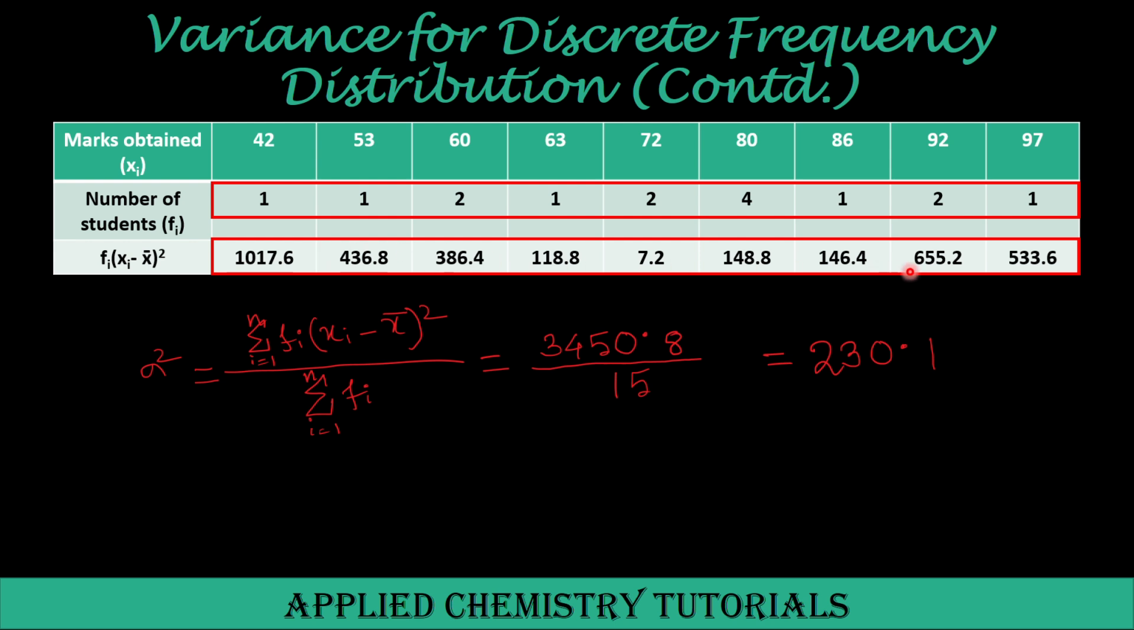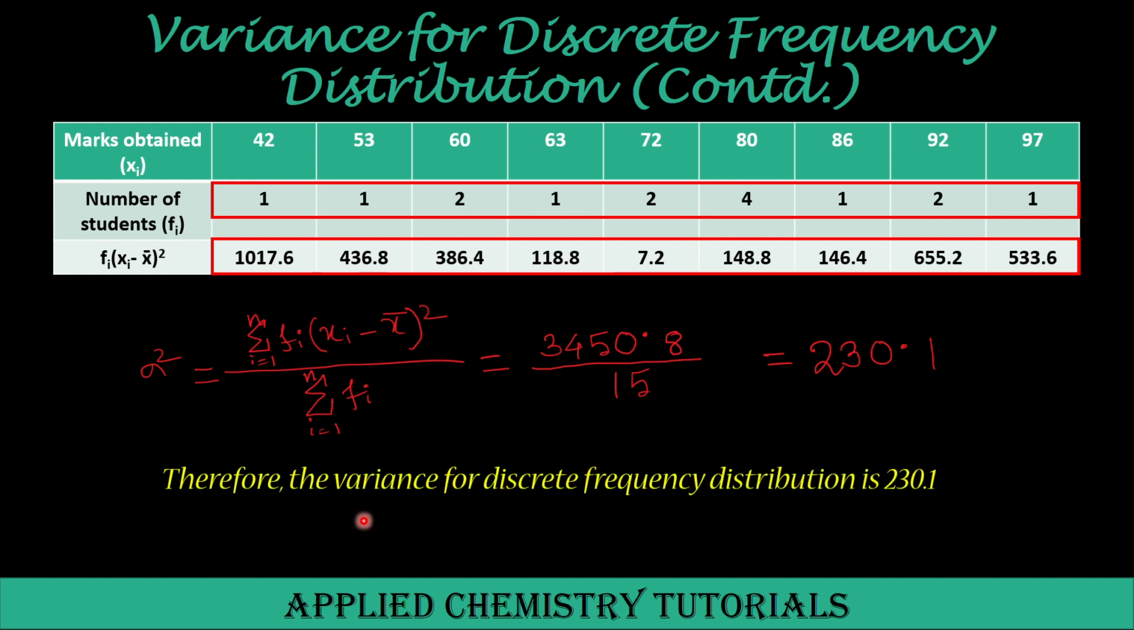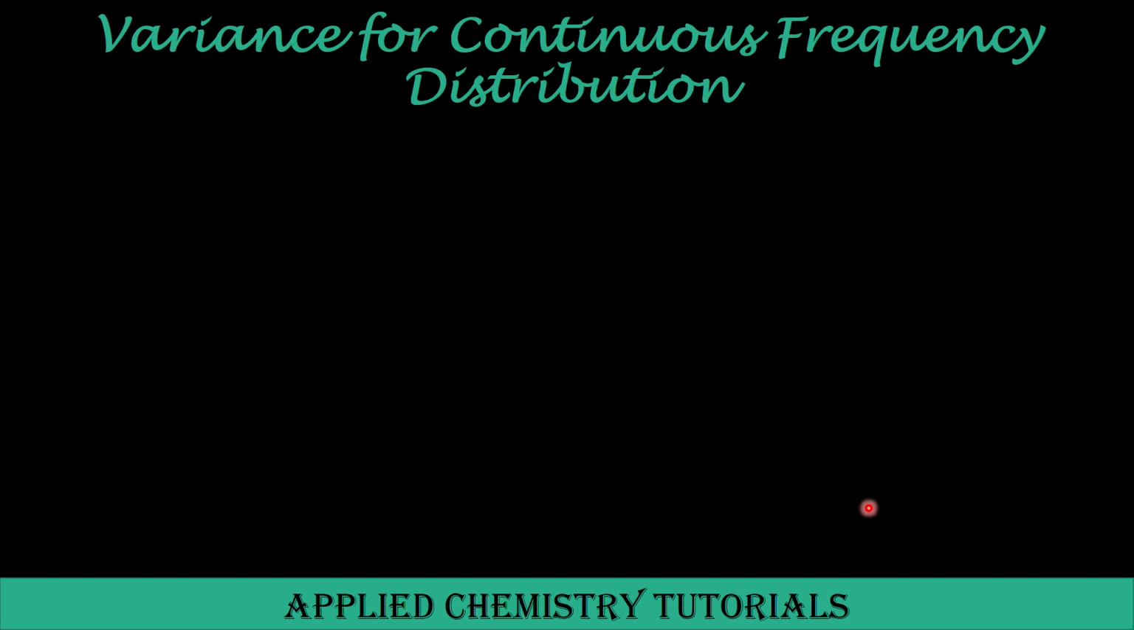So after adding, we have the value here as 3450.8, and the summation of fi terms is equal to 15. So we get a sigma square value of 230.1. Therefore, the variance for the discrete frequency distribution is 230.1.